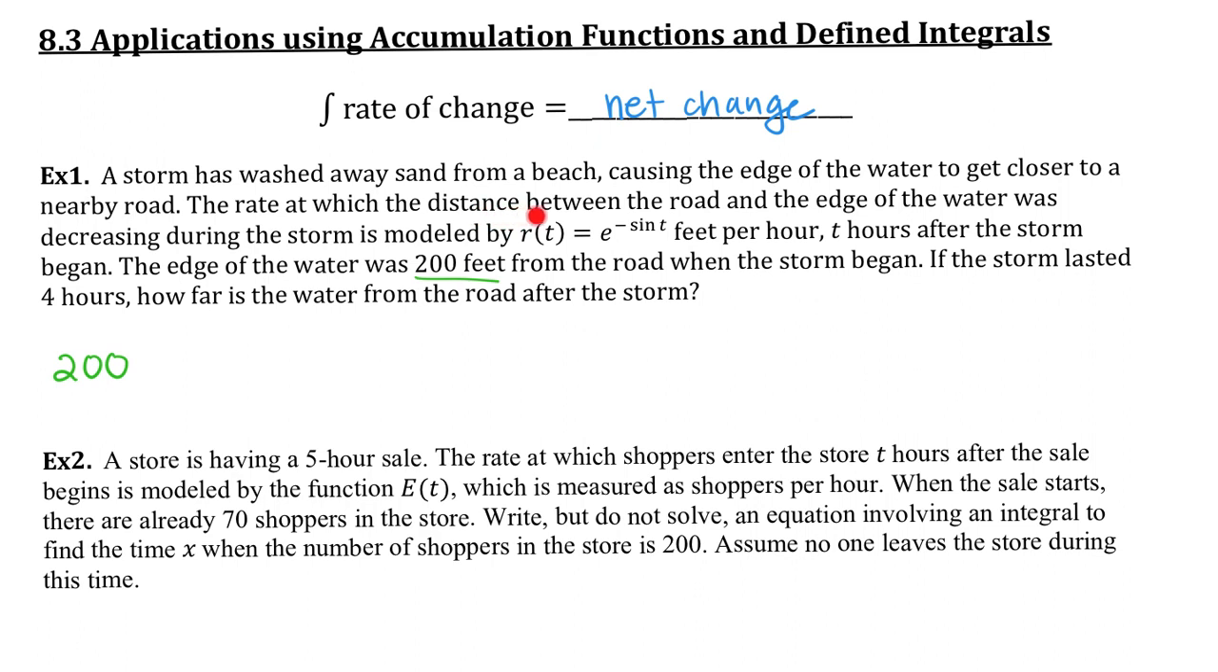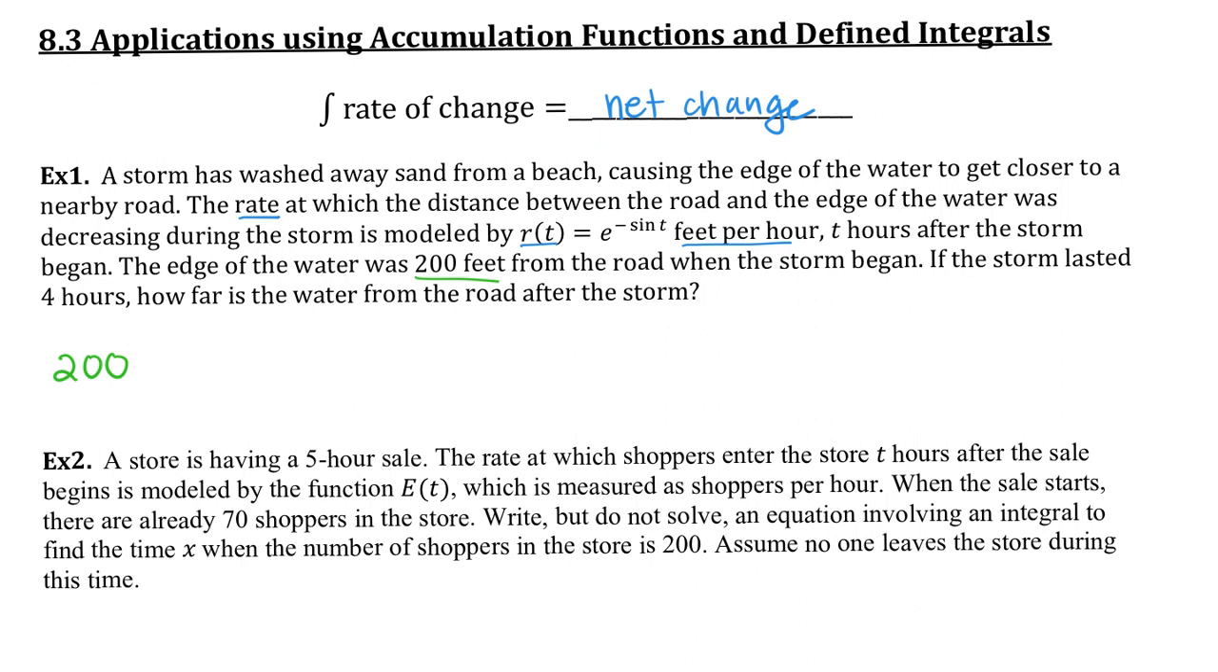The rate at which the distance between the road and the edge of the water was decreasing during the storm is modeled by R of t. So R of t is a rate. I know it's a rate because they told me it was the rate at which the distance between the road and the edge of the water was decreasing. I also know it's a rate because it's measuring feet per hour. So that's telling me the change in the road as the storm progresses.